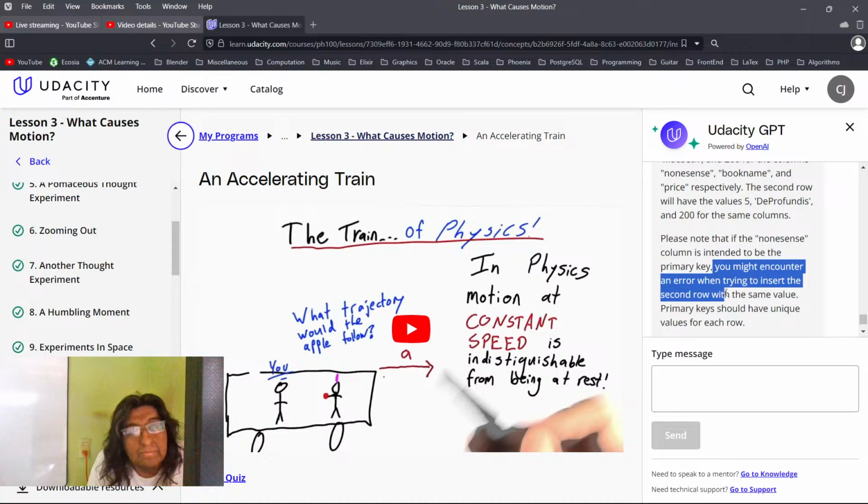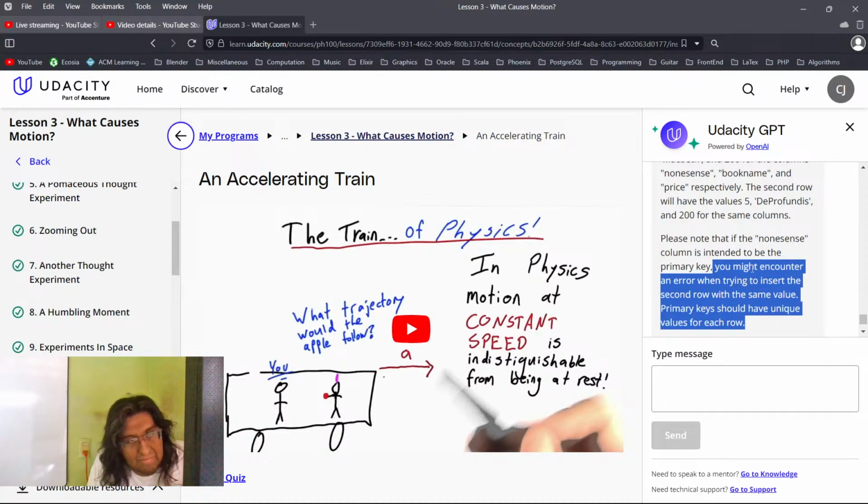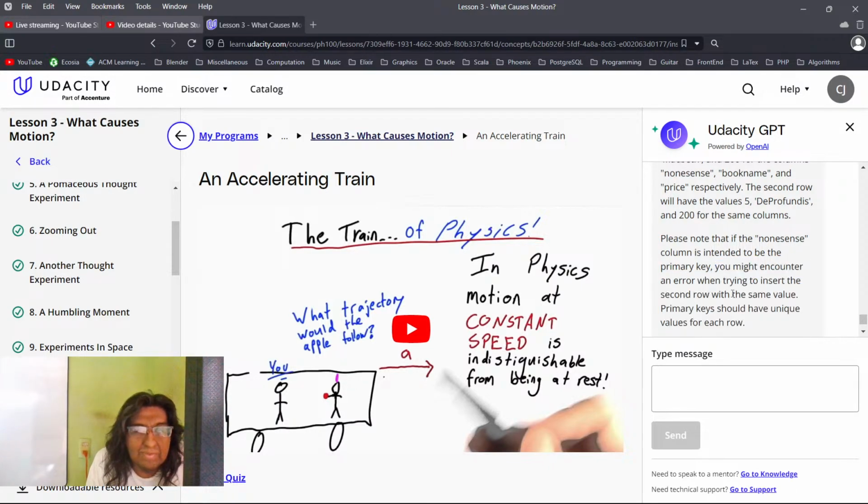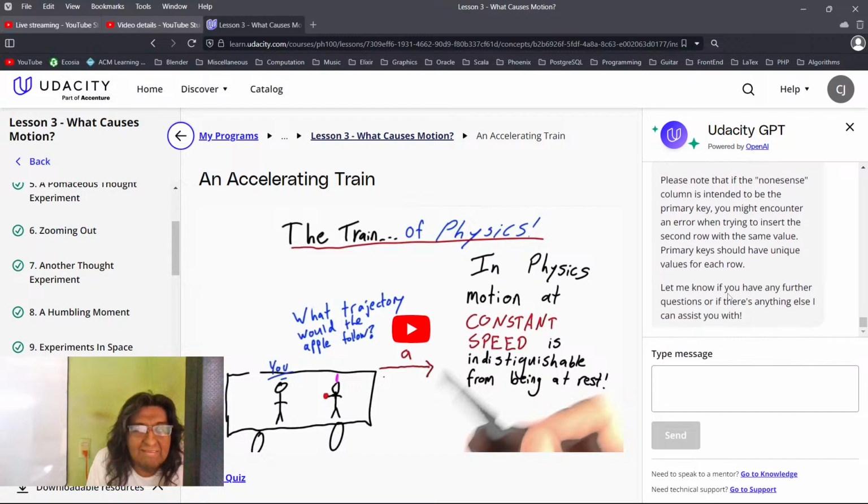Okay, it came up with this piece of information that you might encounter an error. We were looking for this, and the AI system was able to spot it. So points to the AI system.